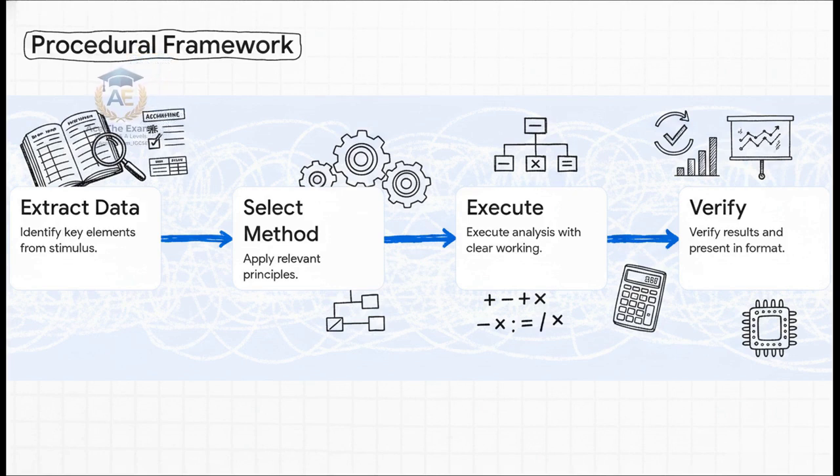Step 1. Extract and deconstruct the data from the stimulus texts and tables. Step 2. Select the correct analytical framework. Step 3. Execute the analysis with crystal clear, step-by-step working in notation. And finally, Step 4. Verify your results and present them properly. Think of this process like a rigid algorithm. When you relentlessly follow this sequence, you essentially force the examiner to award you points at every single stage of the process. It completely insulates your grade against those tiny, frustrating calculation errors.